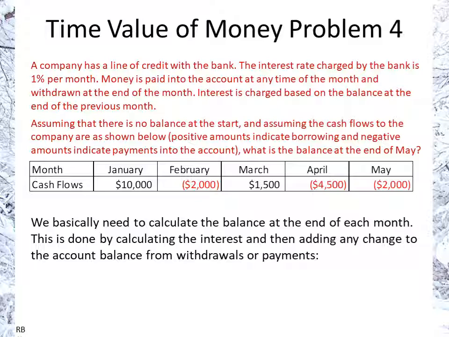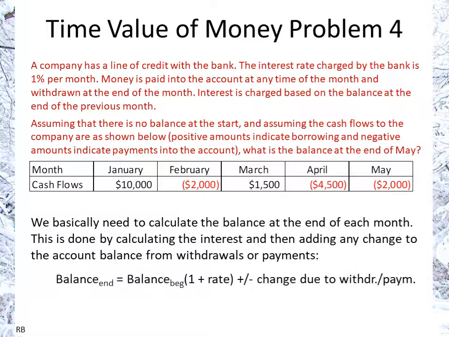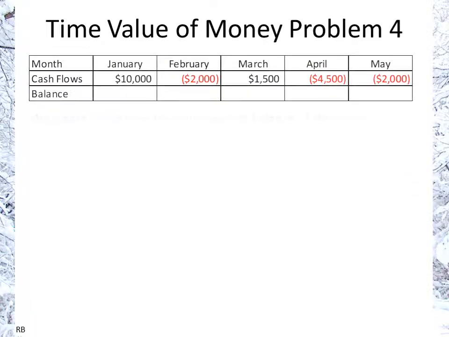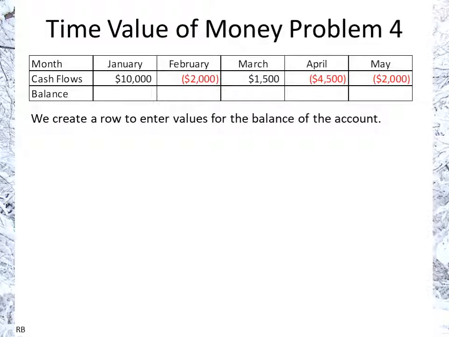We're going to calculate the interest that is due, and then we add any changes and movements in the account based on either borrowing or withdrawals or payments back to the account. The way we're going to calculate it here is that we'll take the beginning balance times 1 plus the rate per period, which is 1% a month, and then we'll increase or decrease that answer by the change due to the withdrawal or the payment. So that's the 1% we have. So we're going to create this row with the balance on a month-to-month basis.